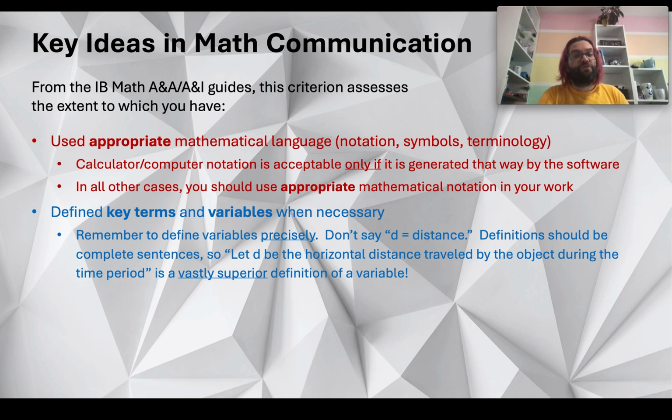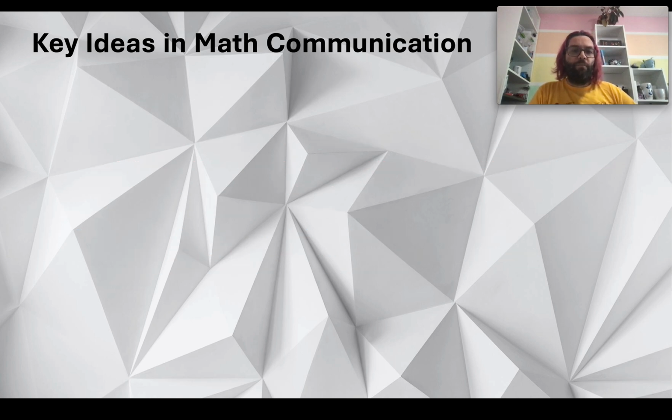You'll notice I even said horizontal distance. Imagine that you were throwing a ball or something. If somebody said d equals distance, do you mean the distance it traveled vertically, the distance it traveled horizontally? Maybe the distance that it traveled on a path. Those are all distances. You want to make sure that you're precise about what you mean and what you're talking about.